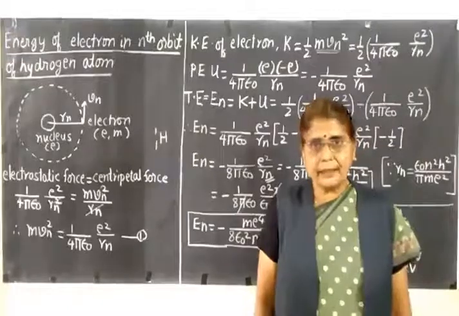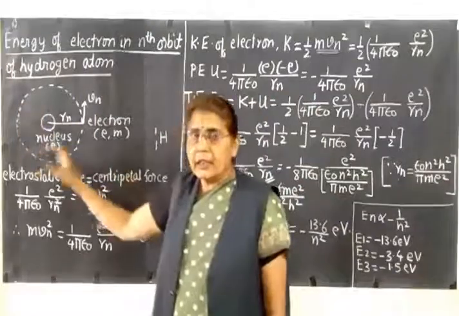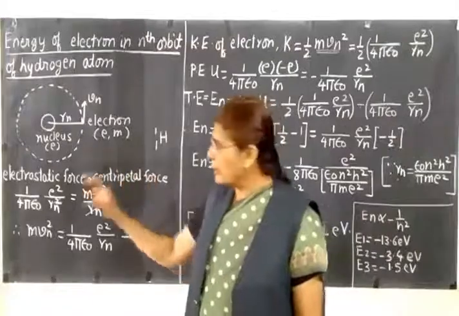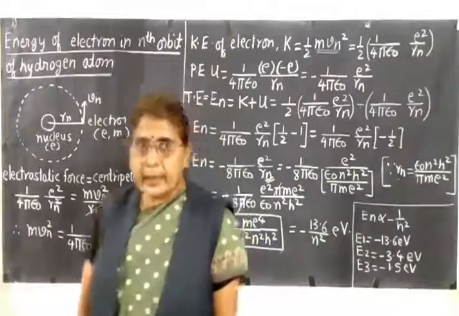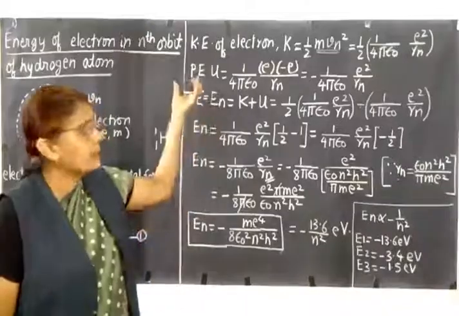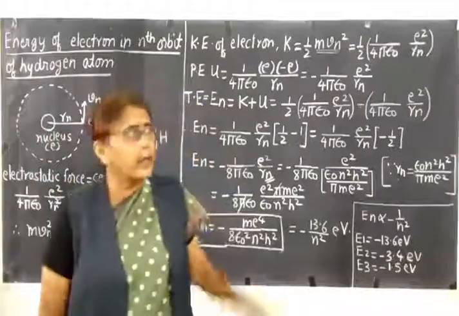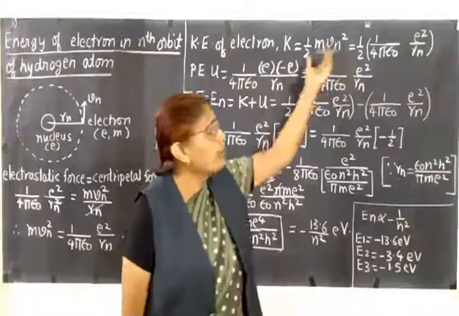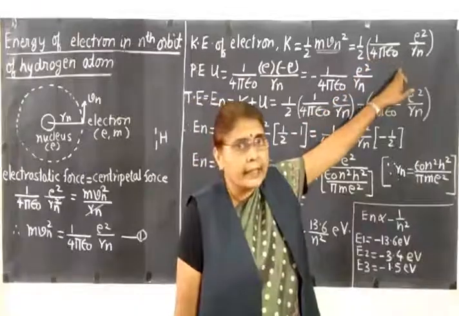So let us revise what we have done just now. We have seen that for the circular motion of the electron, electrostatic force is equal to centripetal force. We have substituted values of both the forces and we got the value of mvn square. Then the electron possesses kinetic energy because of its orbital motion. It also possesses potential energy because it is in the electrostatic field of the nucleus. So we have written down the expression for kinetic energy as half mvn square. For mvn square we have substituted the value from equation 1 and we got an expression for kinetic energy.